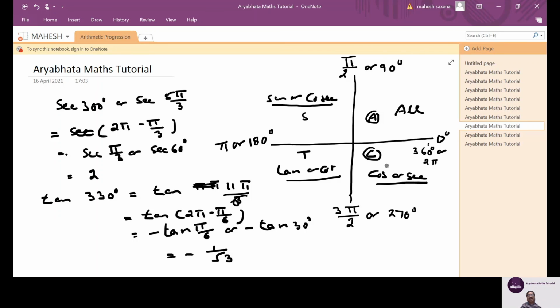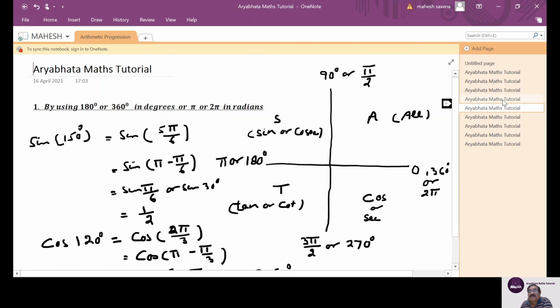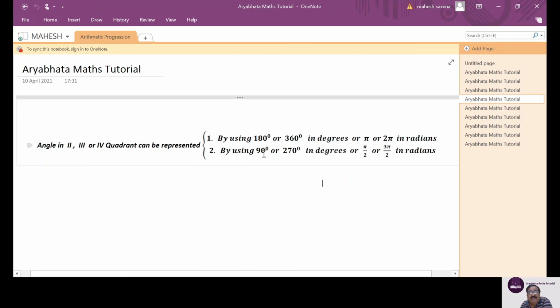In this session, I have described how to find the trigonometric ratios if the angle can be represented in terms of pi or 180 degree, or 360 degree or 2 pi. In the next session, I will describe the case when the angle is represented by considering pi by 2 or 90 degree, and 3 pi by 2 or 270 degree. That is the second method, where I will describe how to evaluate the trigonometric ratios if the angle is described in this form.